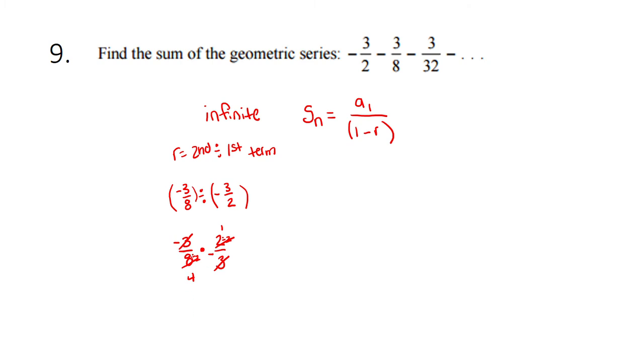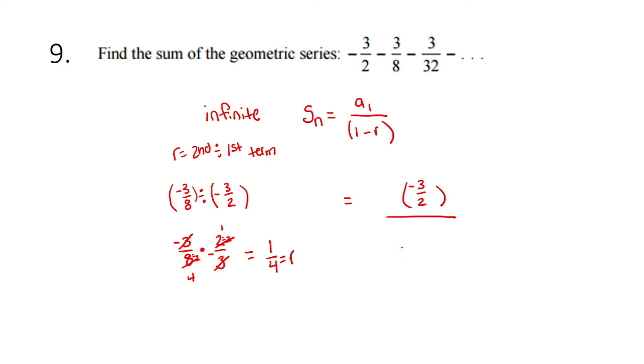Both of these are negative, so no matter if you type this in your calculator or you're doing this by hand, you should have 1/4 is your R. Alright, we have everything we need to finish this problem. Our A1 is -3/2.